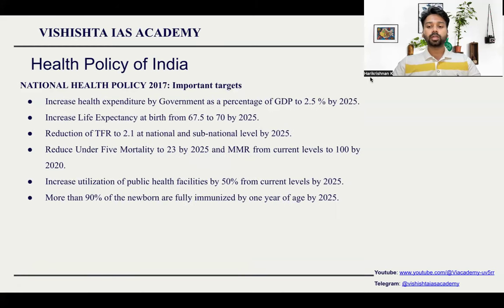Now let's look at some of the important targets fixed by the government. Only when you read the targets fixed by the government will we know whether we are on track or not. So the first and foremost important point is it wanted to increase health expenditure to 2.5 percent of GDP by 2025. Even now we have not achieved it. We are around 2.1 percent, but soon we will reach this point.